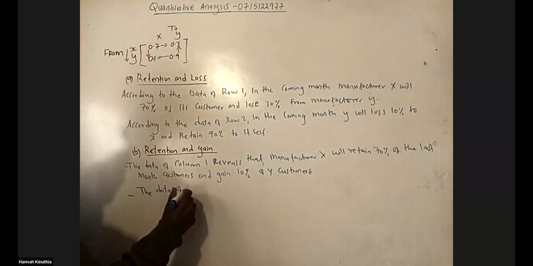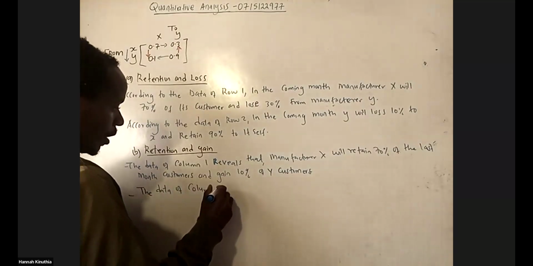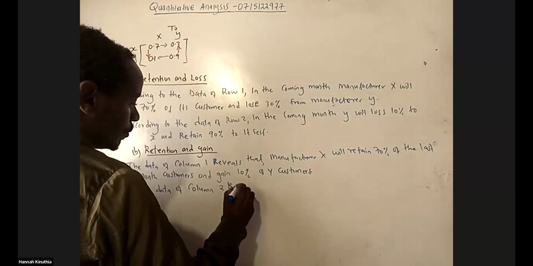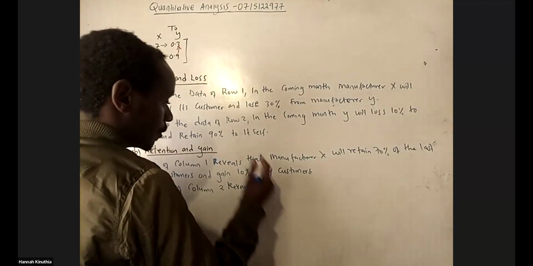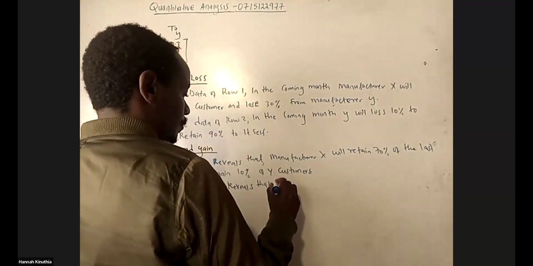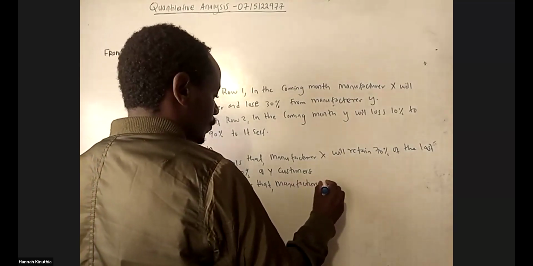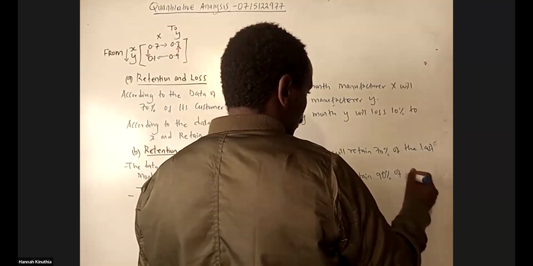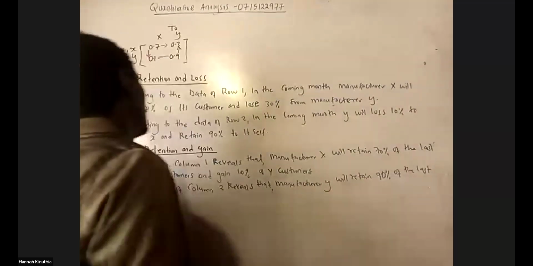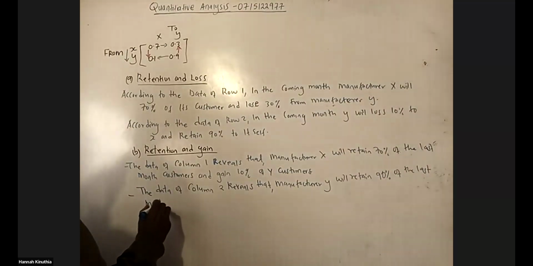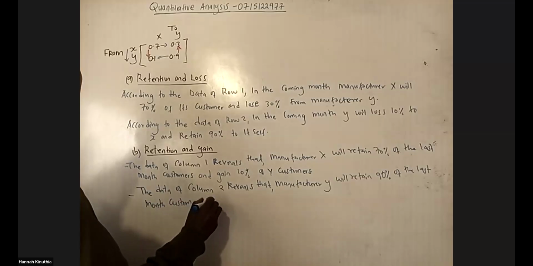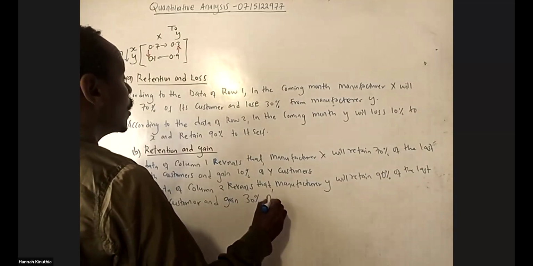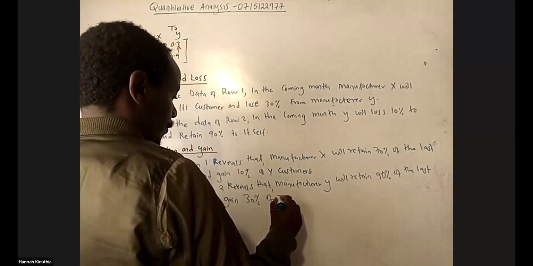So we say the data of column, it will be column what? Column 2, right? Reveals that manufacturer Y will retain 90% of the last month customers and gain 30% of X customers.